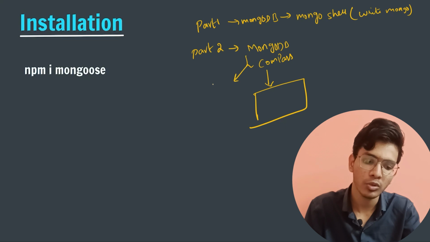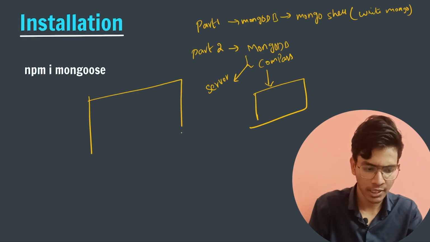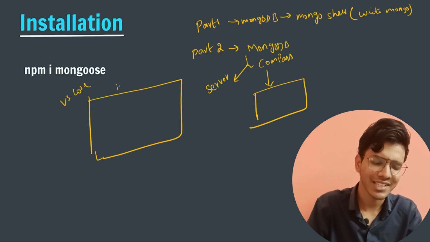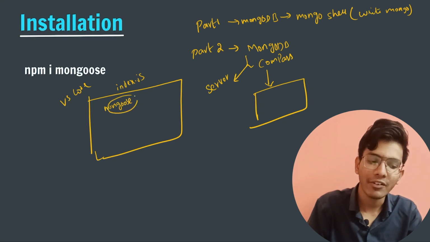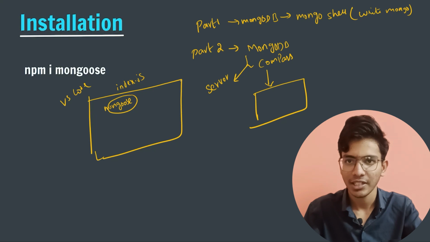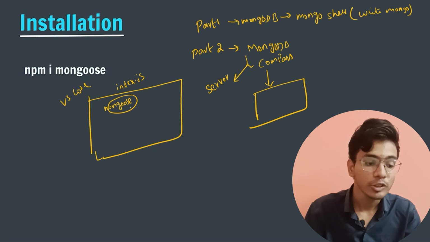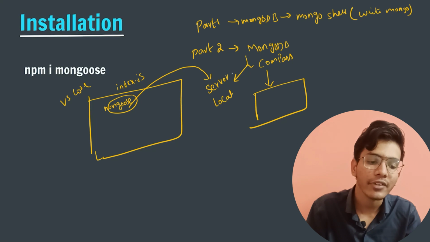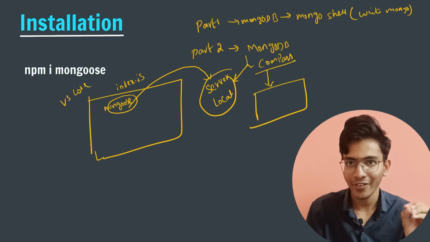Here what this will do is that I will create a Mongo server, and here let's say this is my VS Code files. Inside this I'm having an index.js file. Now in this file I'm writing my Mongoose commands. So to write our Mongoose commands we need to create a database, and to create a database we should have a server, we should have a Mongo server. So what we will do is that we will connect this Mongoose with this local server, with this MongoDB Compass. I hope you have understood.